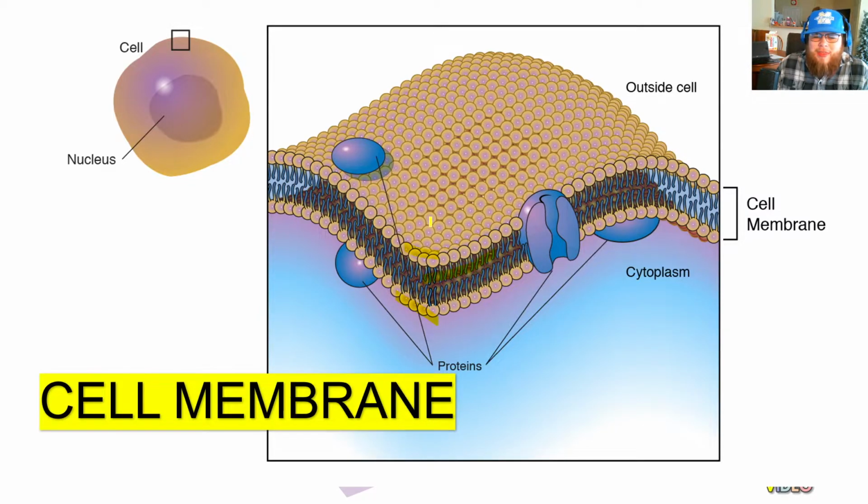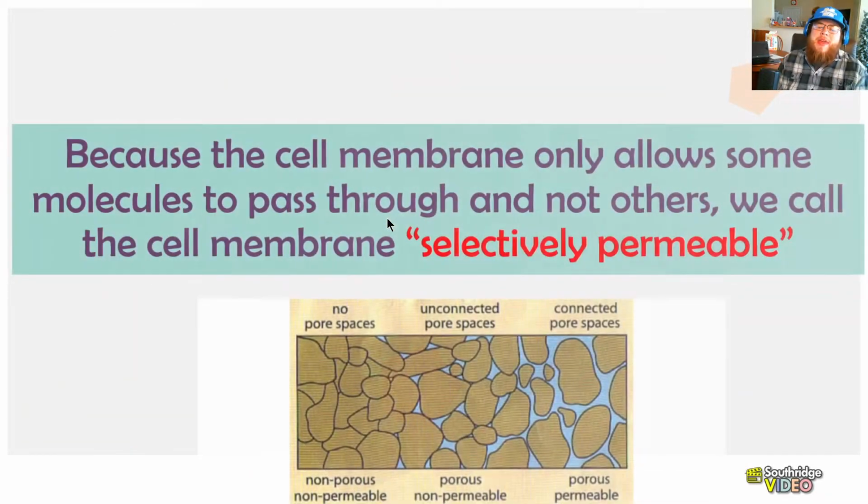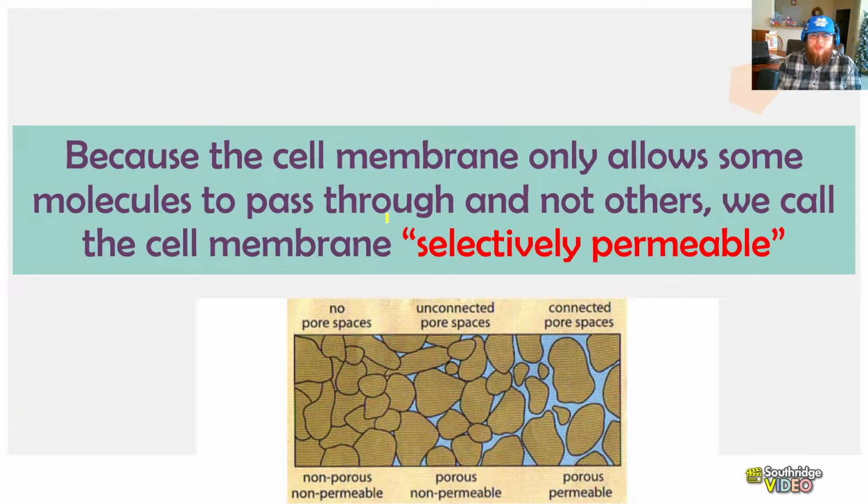And on the inside, the heads are very much hydrophilic. They are not afraid of the water on the inside and out. But the tails here are hydrophobic. They are afraid of the water. So because of that, it allows for certain things to pass through. Because it allows for certain things to pass through, we call the cell membrane selectively permeable.